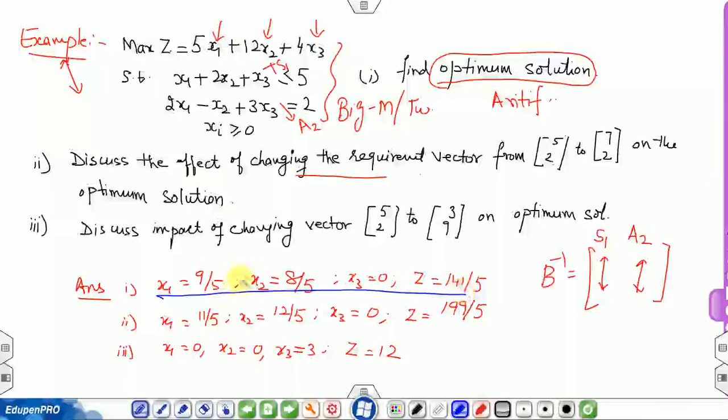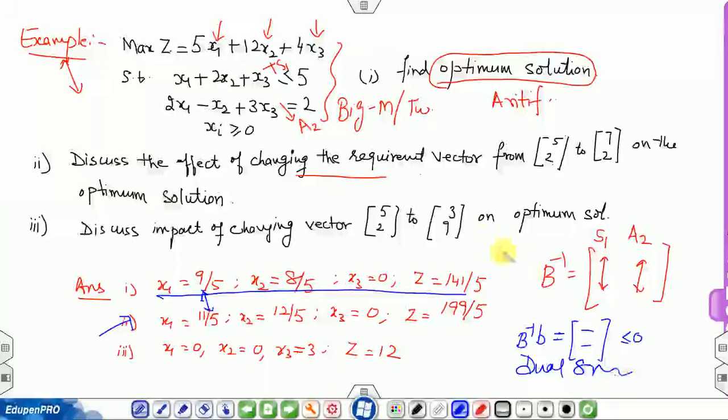Second, if you find the B inverse here, then multiply with the 7 2, you will get something. And look at that. From the option you can see that the optimal solution changes. It means for the second part, when you multiply this, it will become two numbers, then at least one of them will be less than 0. Otherwise the solution remains the same. Here look at that, 9 changes to 11, 8 by 5 changes to 12 by 5. So it means at least one of the numbers should be negative, and then you have to apply the Dual-Simplex method here.